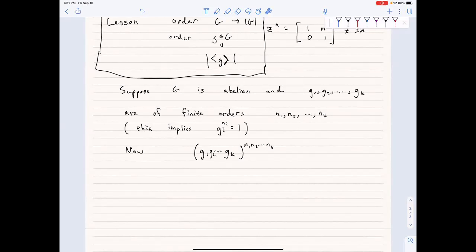However, when we have an abelian group, meaning the operation is commutative, then we don't care. Then we can apply our usual rules. Indeed, in this case, because we can commute everything and gather the gi's together, this is going to equal g1 to this power, g2 to the power, all the way to gk to the power, n1 through nk, and this is because of abelian.